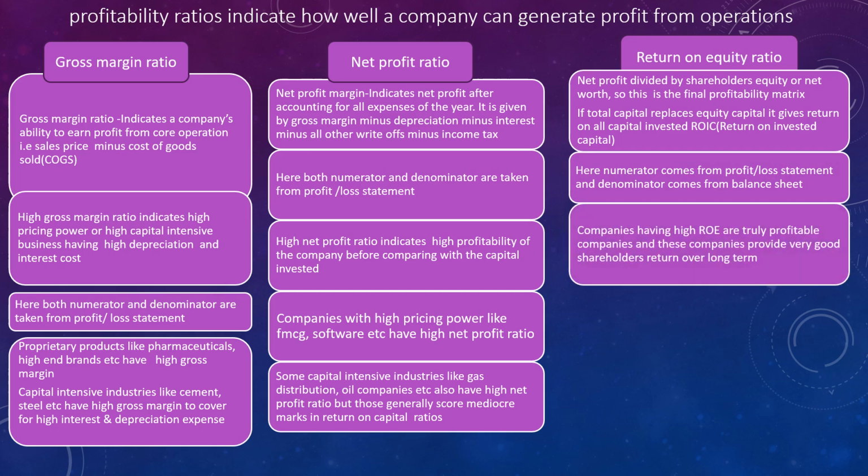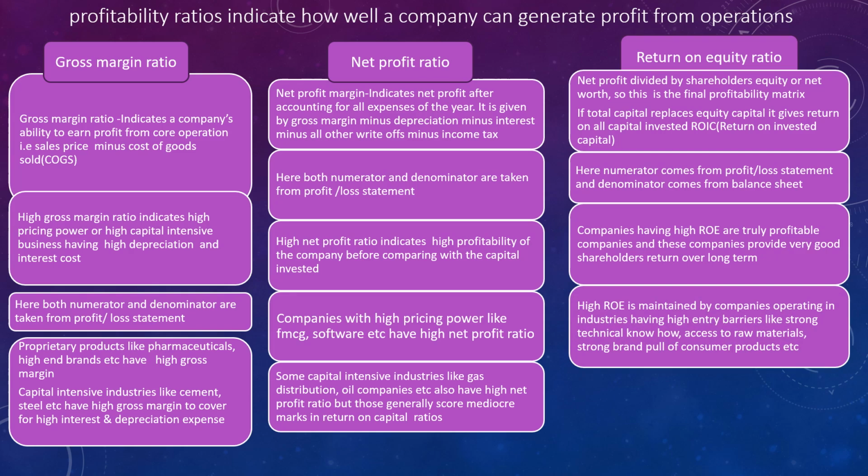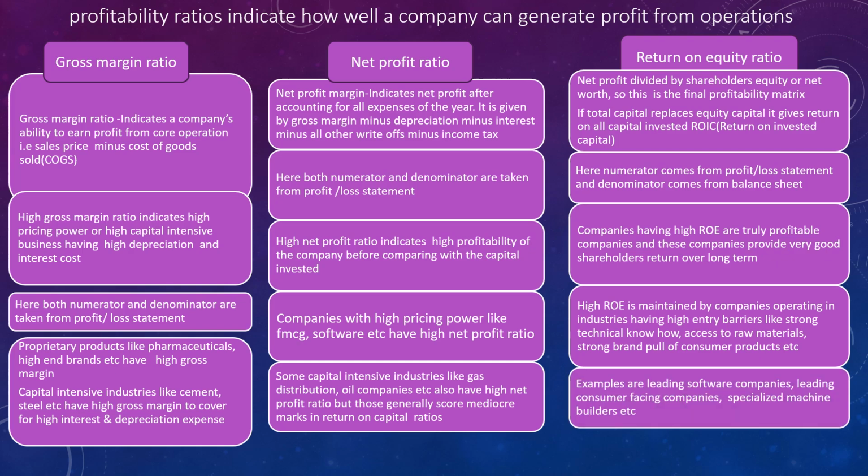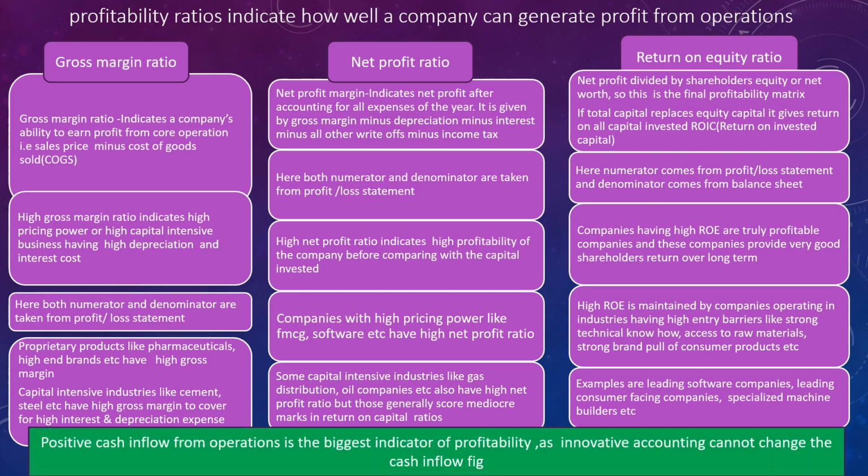Companies having high return on equity are truly profitable companies, and these companies provide very good shareholder returns over the long term. High return on equity is maintained by companies operating in industries having high entry barriers, like strong technical know-how, access to raw materials, and a strong brand pool of consumer products. Examples are leading software companies, leading consumer-facing companies, and specialized machine builders. Positive cash flow from operations is the biggest indicator of profitability, as innovative accounting cannot change the cash inflow figure.